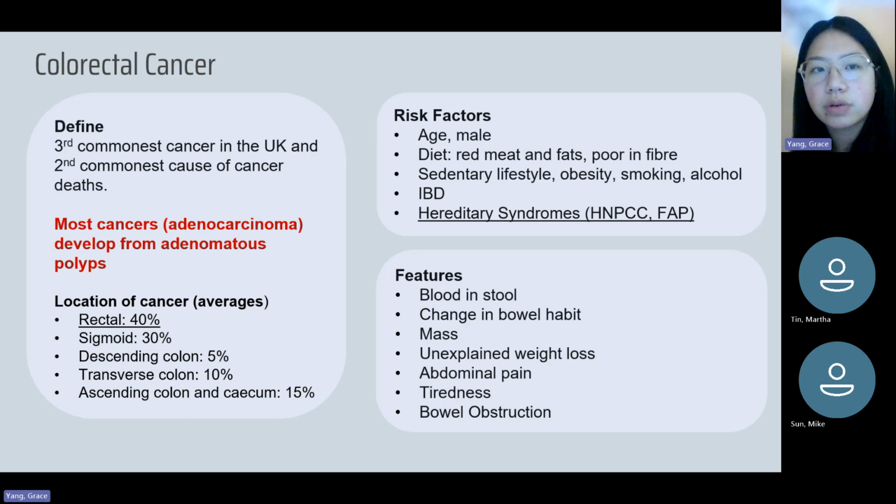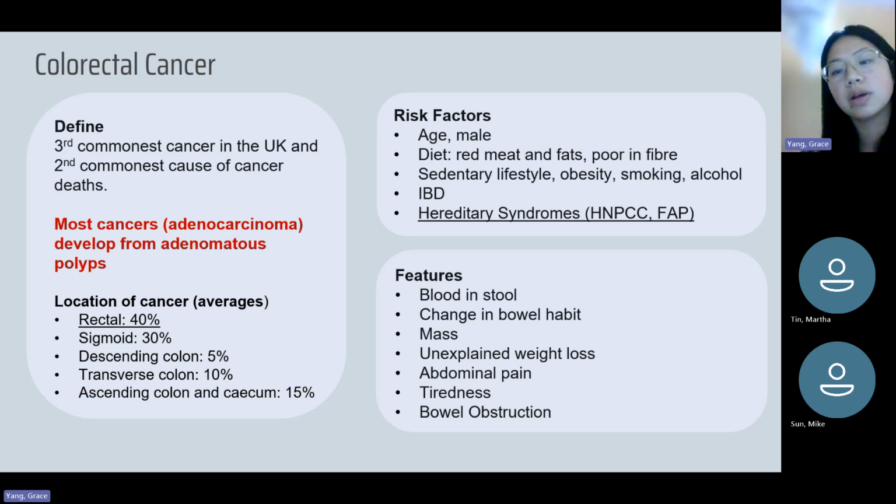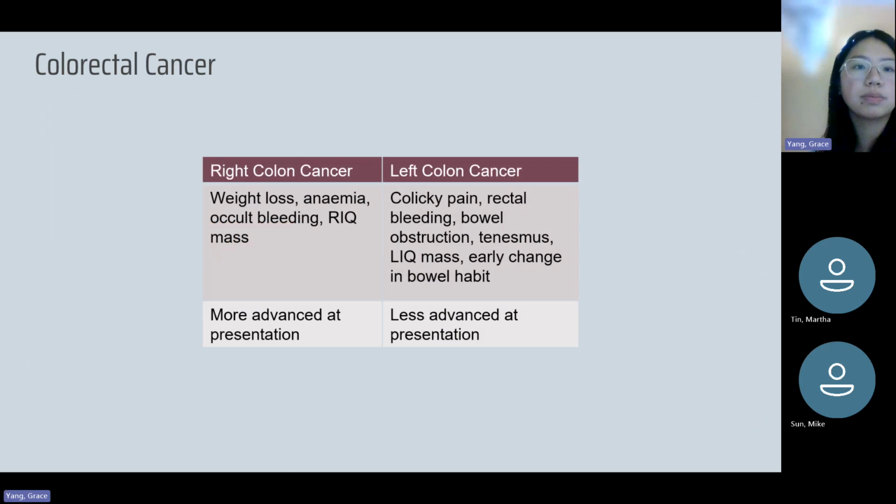The features of colorectal cancer, as you'd probably expect, are blood in your stool, changes in bowel habit, a mass that can be felt in the stomach, unexplained weight loss, abdominal pain, tiredness, and any signs of bowel obstruction, so not passing wind, not passing feces, vomiting, etc. Right-sided colon cancer usually presents with weight loss, anemia, bleeding, and a mass in the right quadrant, and it's typically more advanced at presentation. Whereas left colon cancer can come with colicky pain and rectal bleeding.